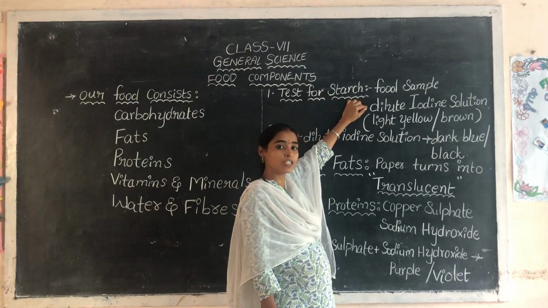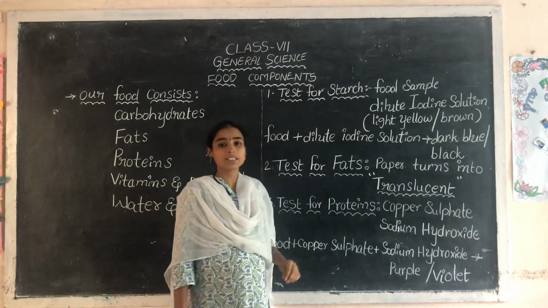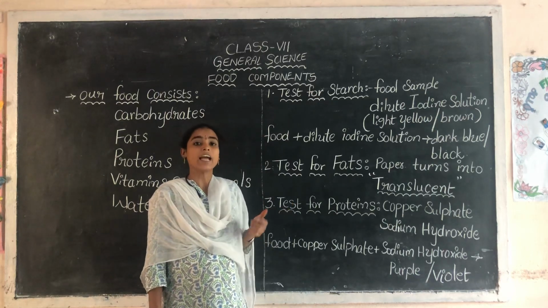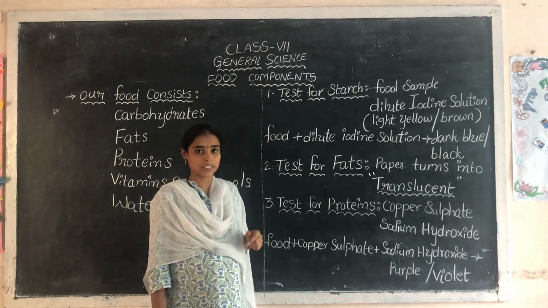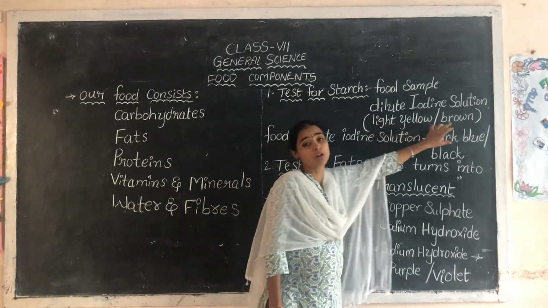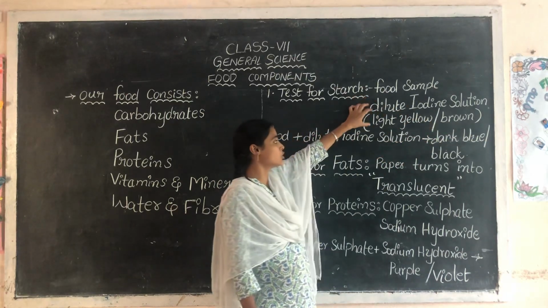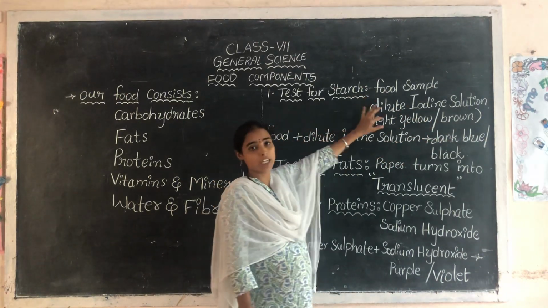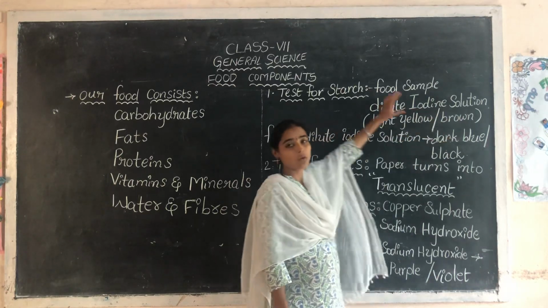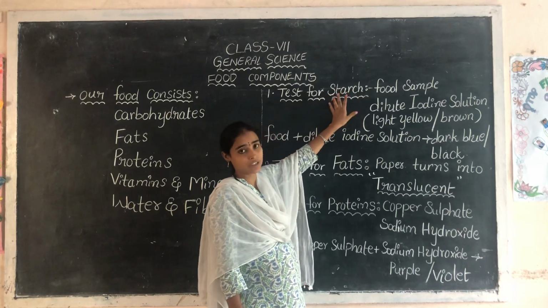Dilute iodine solution means how to prepare this dilute iodine solution. First, take the iodine solution in the test tube and add few drops of the water till it becomes light yellow or brown color. So, here the dilute iodine solution color is light yellow or brown. Okay. Now, our dilute iodine solution is ready to test for the starch.